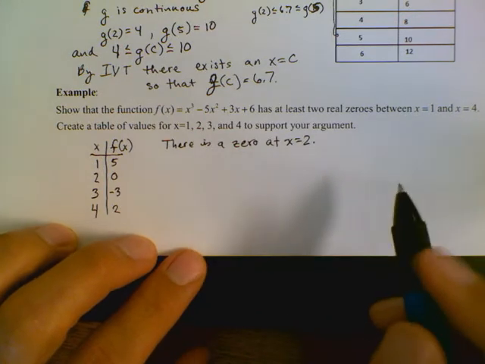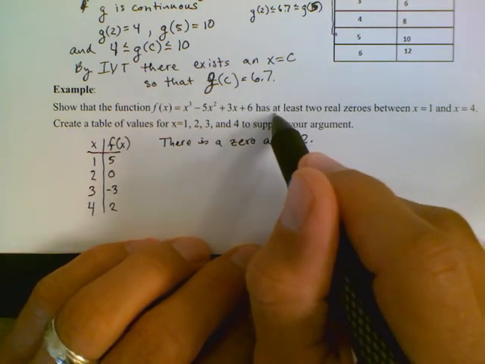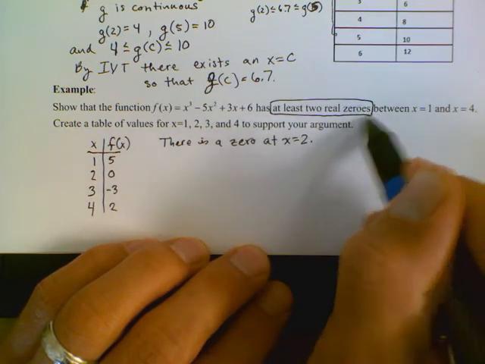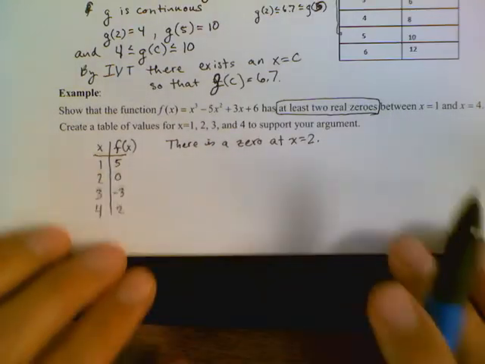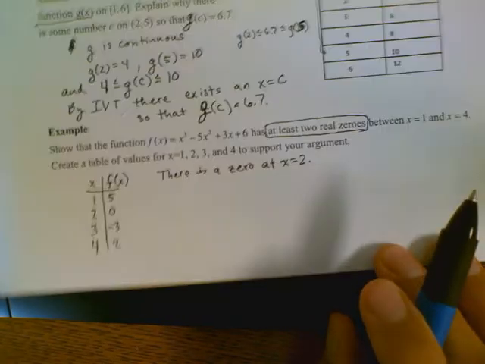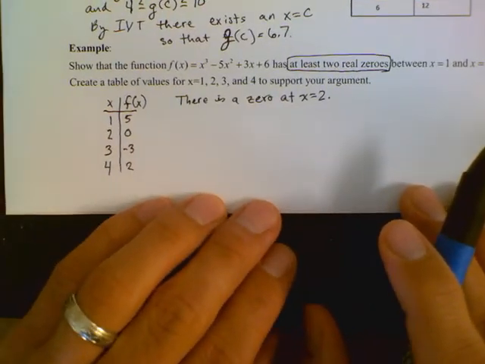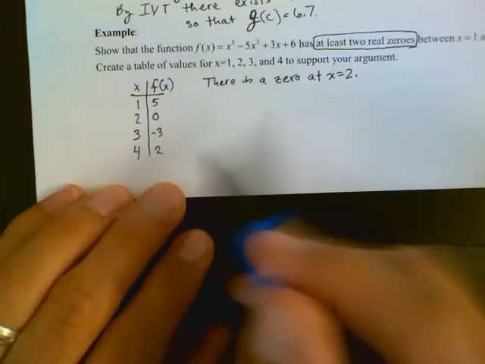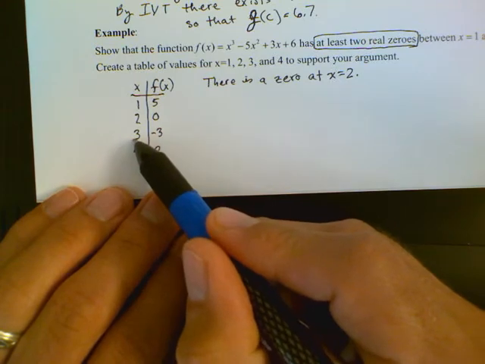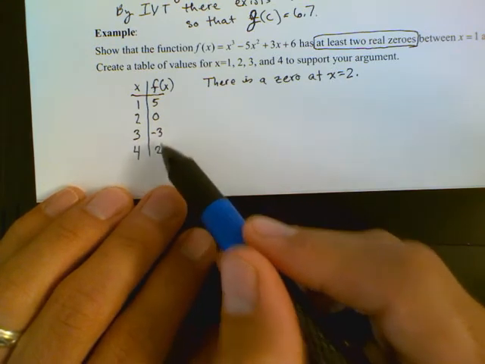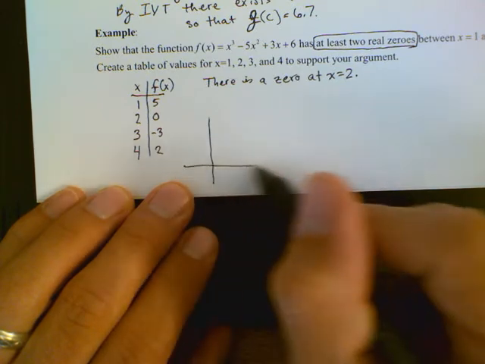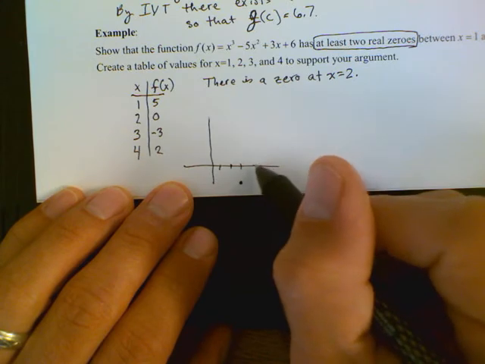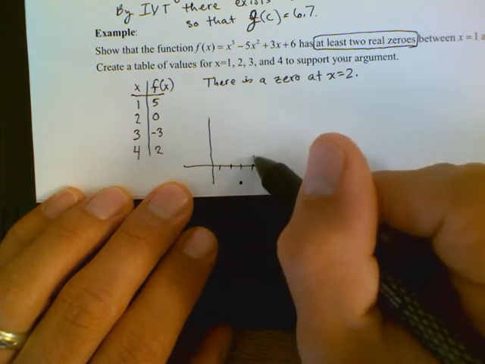Now, the problem says show me that it has at least two real zeros. So is there another one? The answer is yes. We have at least one more. And here's the reason. At x equals 3, the function value is negative. Here's a little picture of it. At x equals 3, the function value is negative, but at x equals 4, the function value is positive.